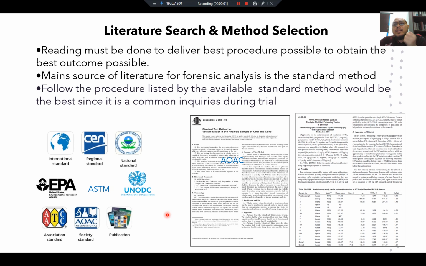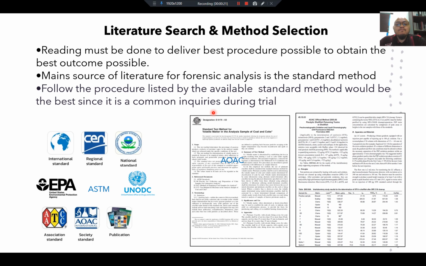Alright, let's say you already understand what kind of problem you have, then you start to do the literature search and method selection. So you need to do some readings. You need to compare between several standard methods, or you might need to compare between different journals.